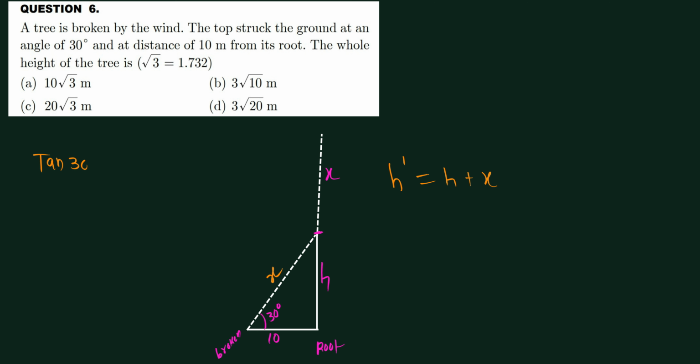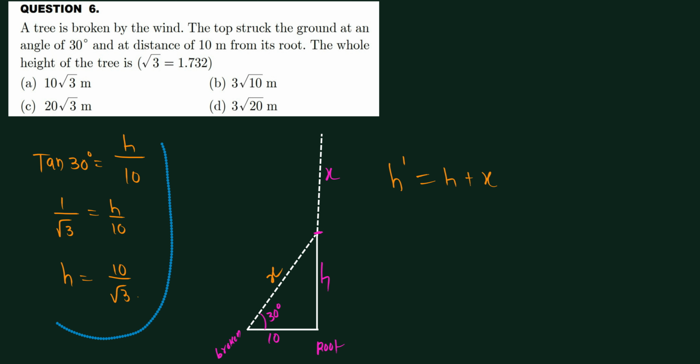So tan 30 equals opposite over adjacent. Opposite is h, adjacent value is 10. Tan 30 value is 1 by root 3, equal to h by 10. Then h equals, taking the 10 to this side, 10 by root 3. So h equals 10 by root 3. And we need to find the broken part length, that is x. How do you get this broken part length?